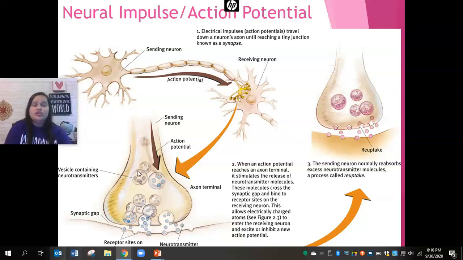So again, the neurotransmitters are in vesicles, and that's where they're created. Synthesis happens there in the vesicles. They are pushed to the end of the axon terminal. They're released. They deliver their message. They come back through reuptake.